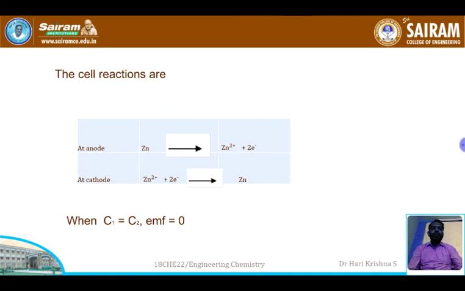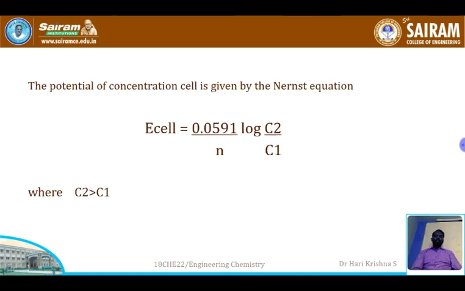So how to determine the electrode potential? The electrode potential of concentration cell is determined by E cell equals 0.0591 by n log C2 by C1, where C2 is the cathodic electrolyte concentration and C1 is the anodic electrolyte concentration. It is very clear that C2 is greater than C1.